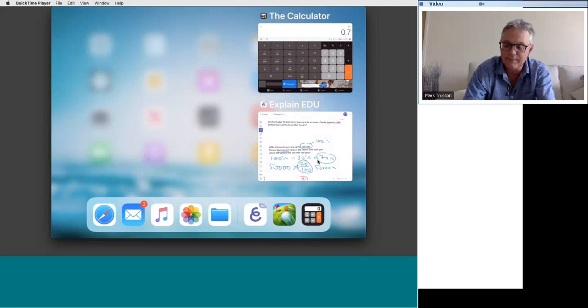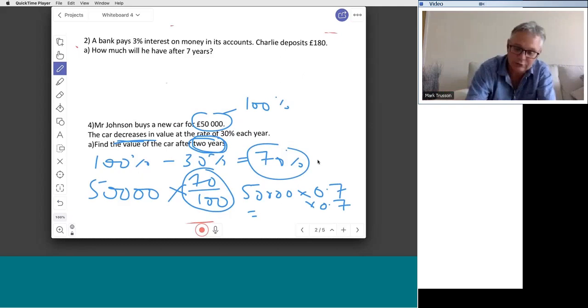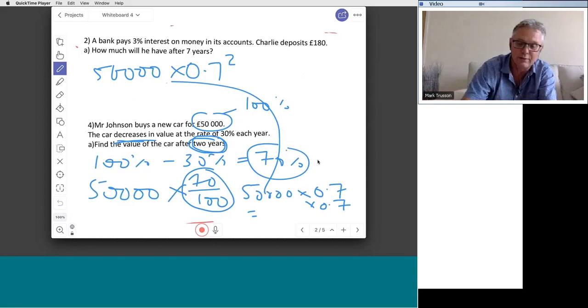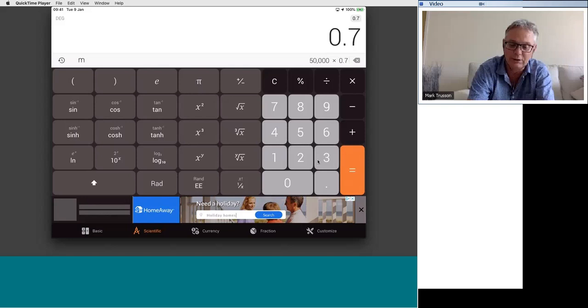Now, that's for 1 year of depreciation. So we've got 50,000 times 0.7 for 1 year of depreciation, but it is asking me to depreciate it for 2 years. So we would need to multiply that by 0.7 again. We can simplify that on our calculator by having 50,000 times 0.7 to the power of the number of years. So this time it's going to be to the power of 2, all squared. So let's do that calculation. 50,000 times 0.7 to the power of 2. I've got a squared button here on my calculator, so I use that, which gives me a nice simple 24,500.